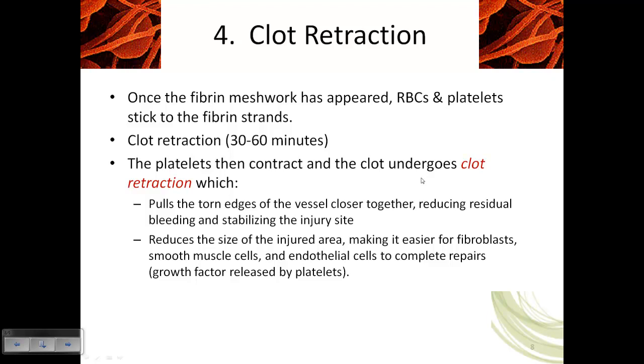Now, this is also going to make it easier for the fibroblasts to help repair the smooth muscle cells and the endothelial cells and even the collagen fibers that are found in the basement membrane of the blood vessel.